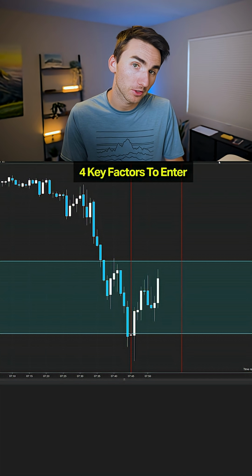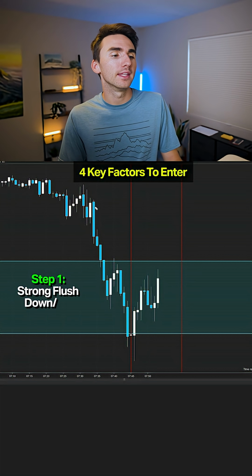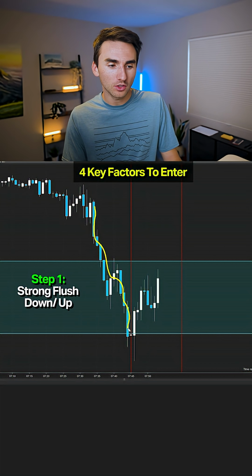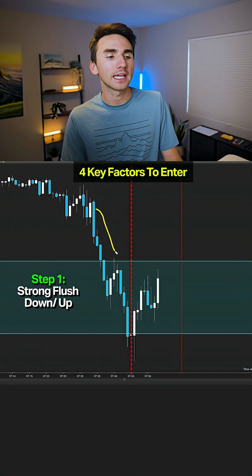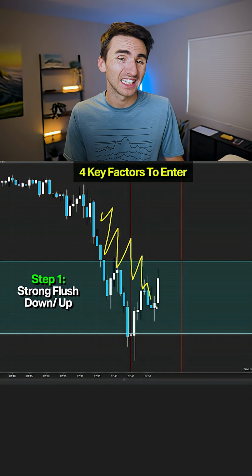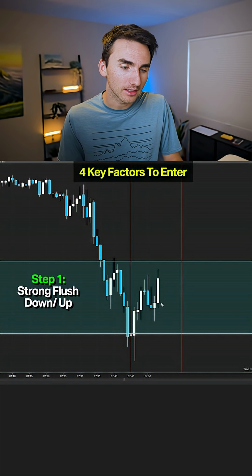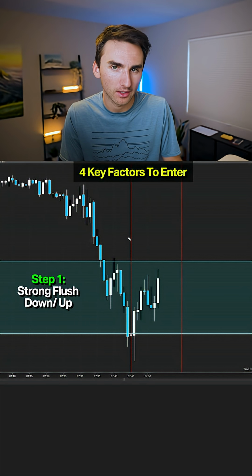The 4 key factors I want to see for entering into a reversal is, 1, this move down into the zone and my reversal timing, it needs to be a strong flush down. If the market's all choppy and not moving easily, it's unlikely to reverse easily. Good trades happen in volatile markets.